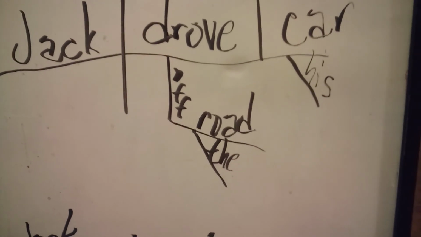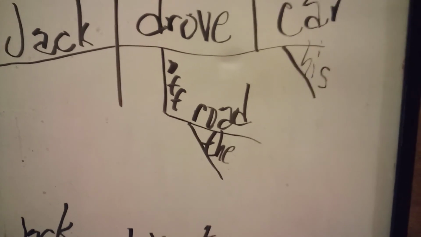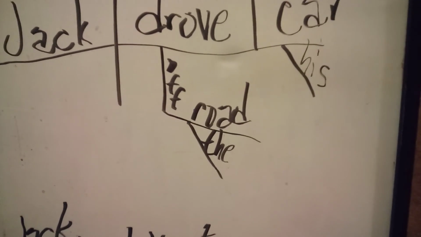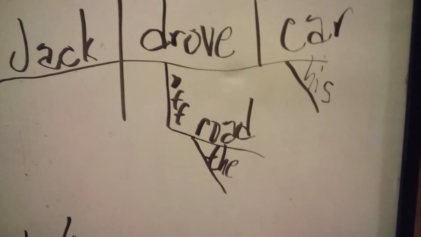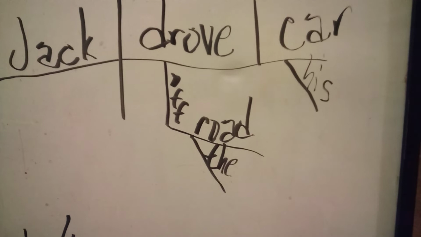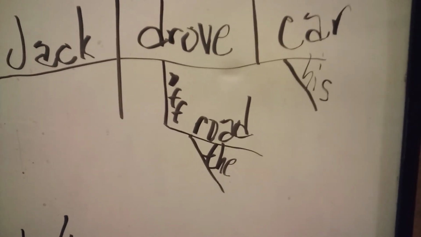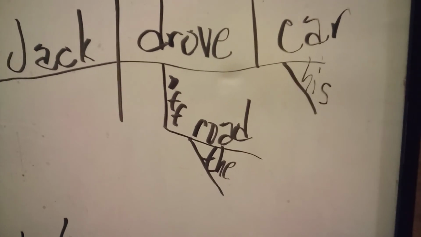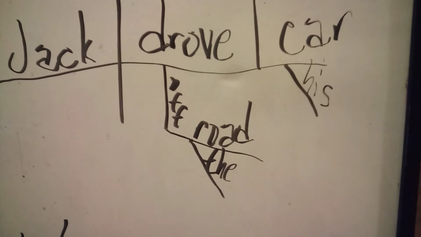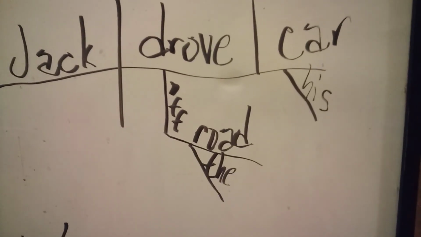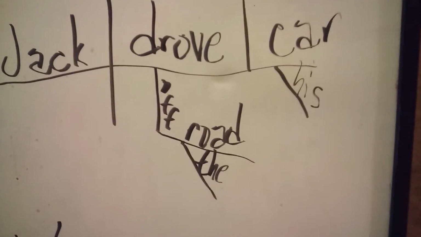There's a prepositional phrase, off the road, that modifies drove. Off is the preposition. Road is the object of the preposition. The modifies road, the object of the preposition. Now for car, car also has a modifier, that's the adjective his, which is possessive for Jack. Now, interestingly enough, put drove off the road. I have off the road, the prepositional phrase modifying drove, because it says where Jack drove his car.